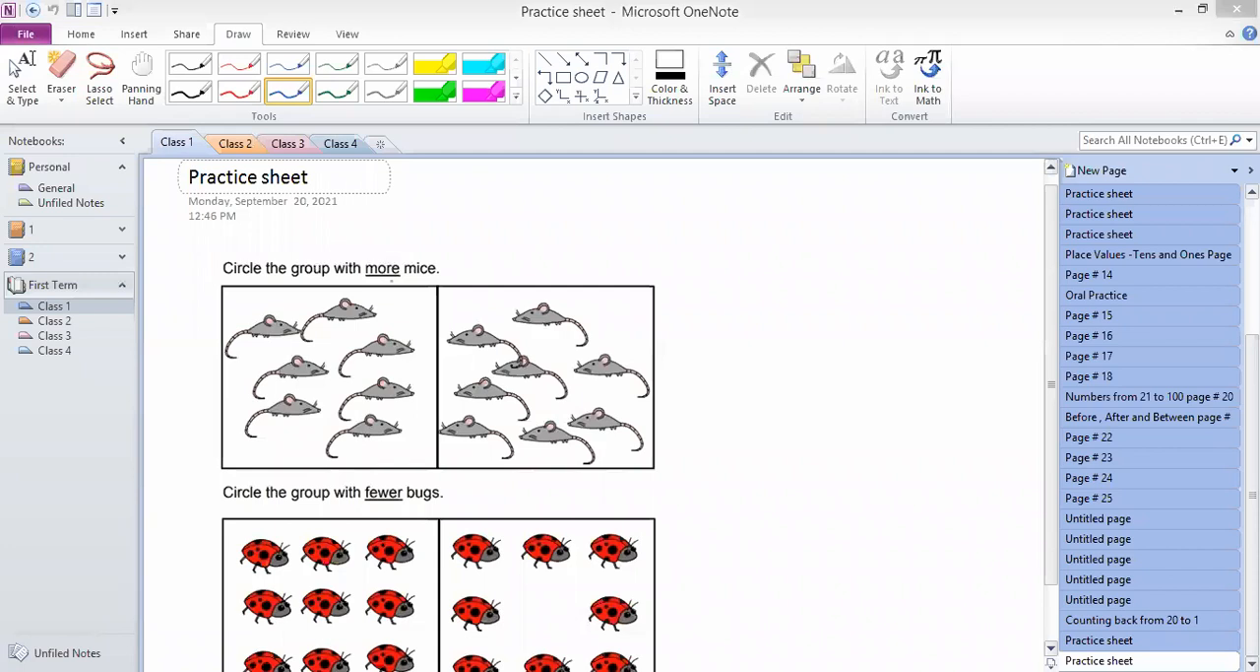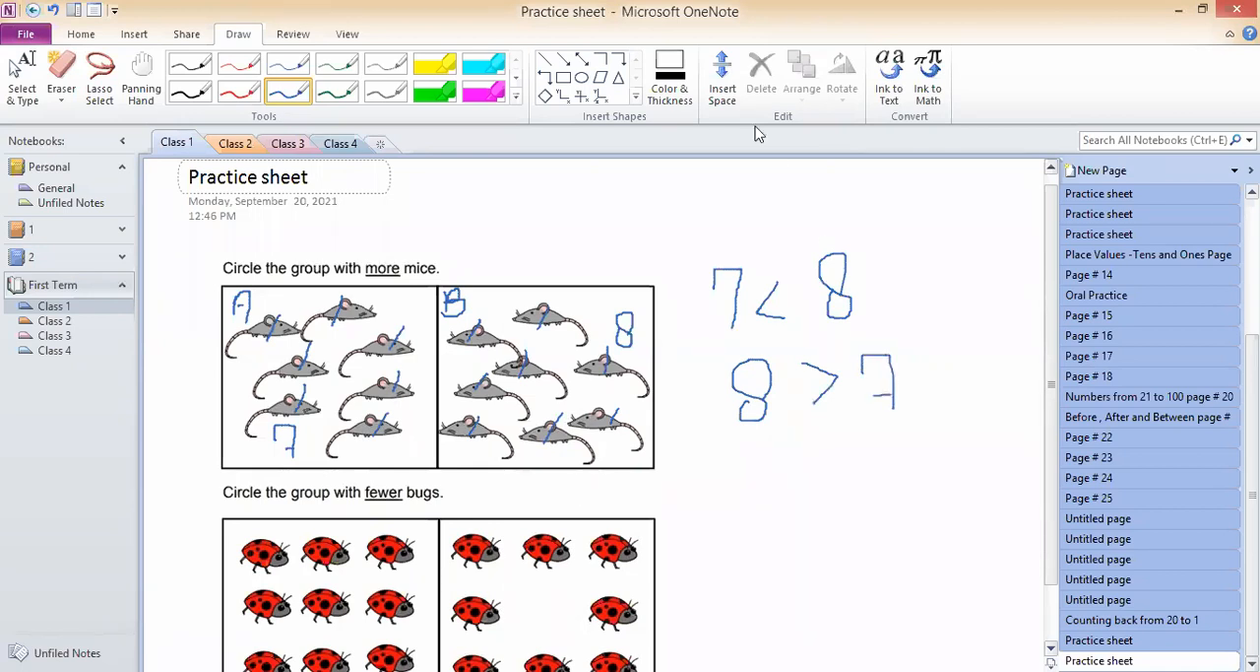Circle the group with more mice. Again, I'm going to count for you, and you will tell me which group has more mice. This is group A, and this is group B. 1, 2, 3, 4, 5, 6, 7. So there are 7 mice in this group. And in B, 1, 2, 3, 4, 5, 6, 7, and 8. And there are 8 mice. So 7 is less than 8, or 8 is bigger than 7.